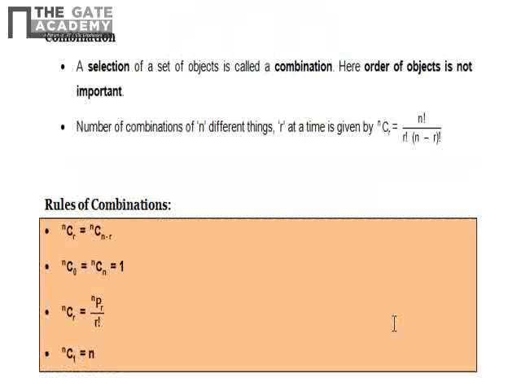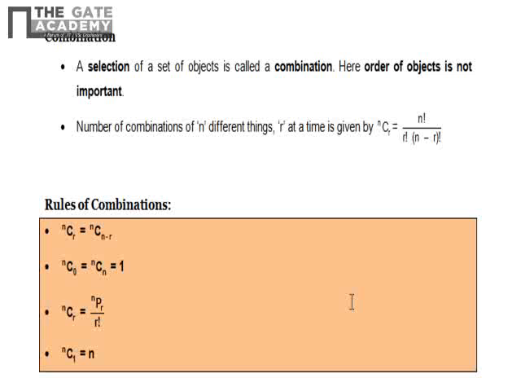Now the next concept is combination. A selection of a set of objects is called combination. Here the order of objects is not important. I have discussed this earlier also. So the formula is nCr is equal to n factorial upon r factorial into n minus r factorial.